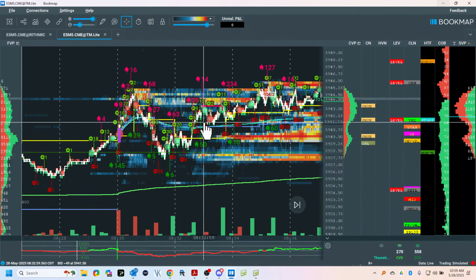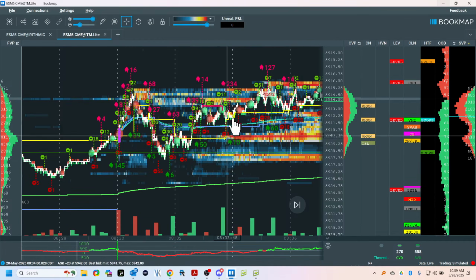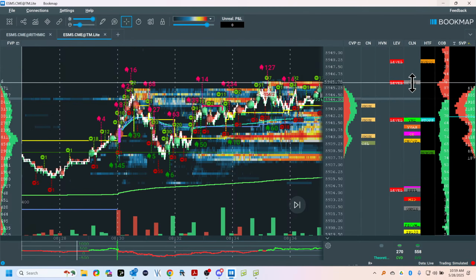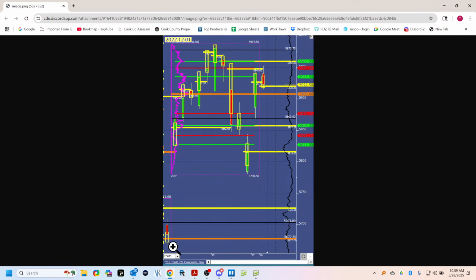So, VPOC migration, too low. So, long, long, long. Over 90% probability, which is another reason why I'm doing a long in this, and maybe higher. Let me take you back so you see how this all fits.